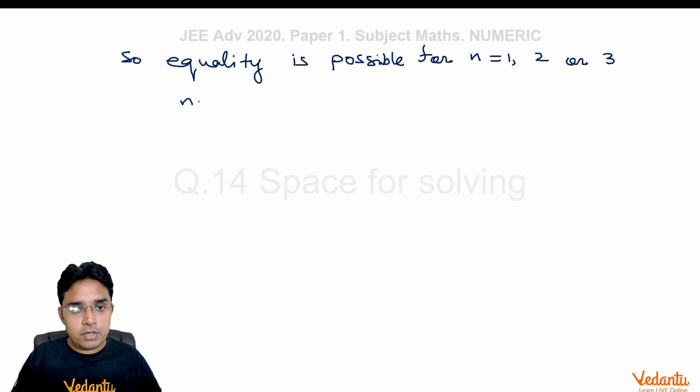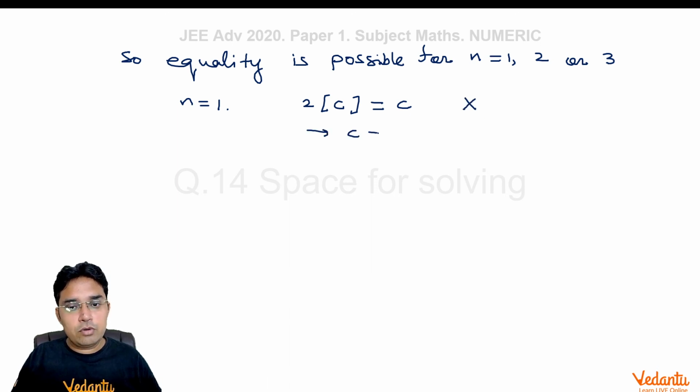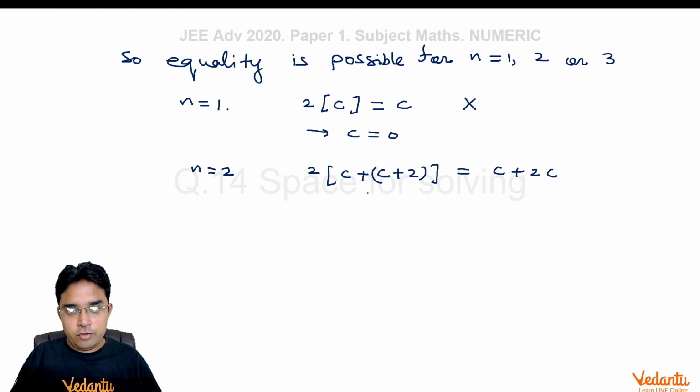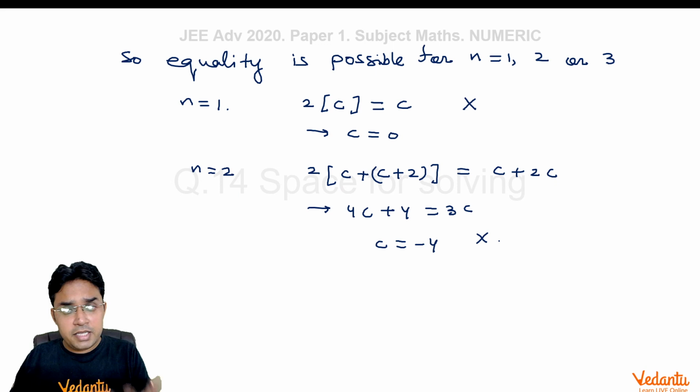So if I take n equal to 1, then your left hand side will be 2 times c, your right hand side will be c, which doesn't seem to be possible because c is positive. It gives us c equal to 0. Similarly, if I take n equal to 2, then the left hand side is 2 into c plus 2, and the right hand side will be c plus 2c. If we simplify this, we get 4c plus 4 on the left hand side equal to 3c. This gives me c equal to minus 4. Again, this is not acceptable because c has to be a positive number.